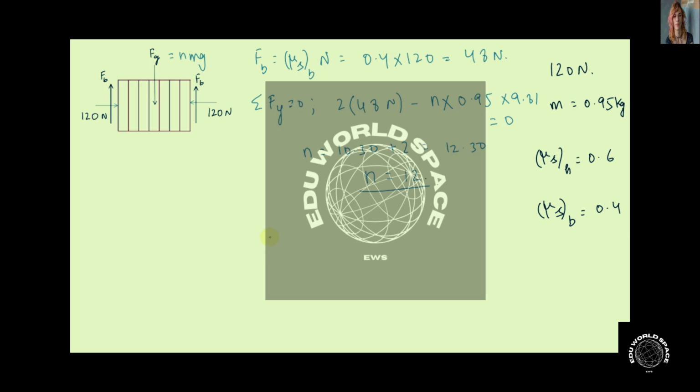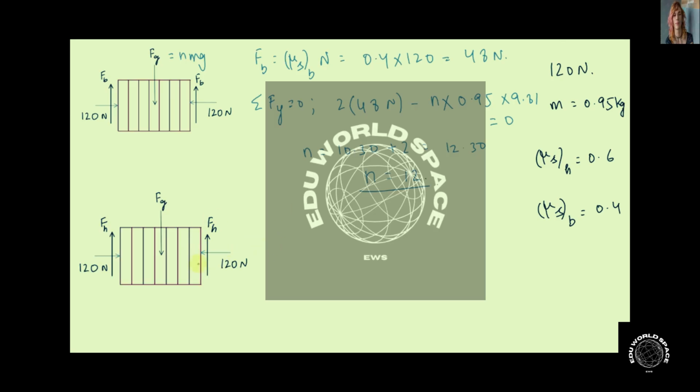Now next let us consider the free body diagram of the two hands, and we are considering that the books are on the verge of sliding. So in this case the friction force acting would be Fh, and Fh in this case would be equal to mu s, we have to take it for the hand, the static friction, times the normal force. So this value we have 0.6 this time, times N is the same, that is 120 Newton. So from here we'll get the value of Fh as 72 Newton.